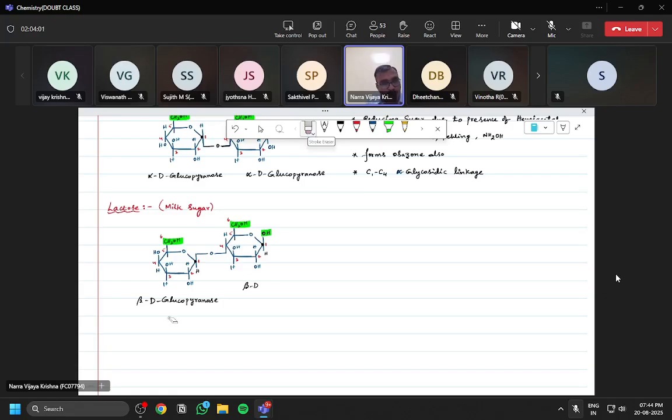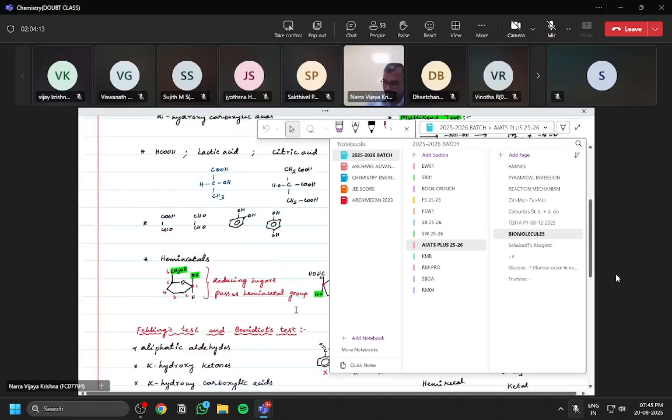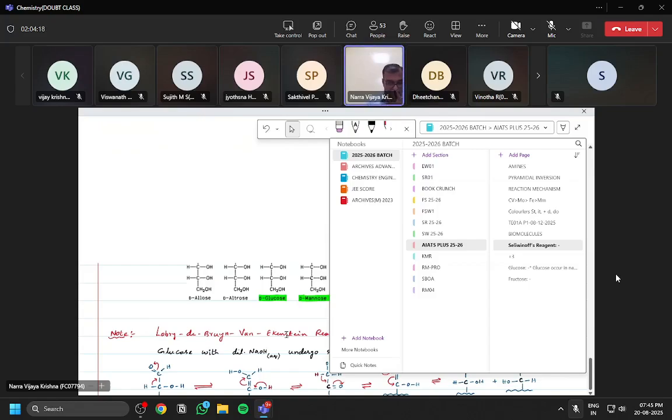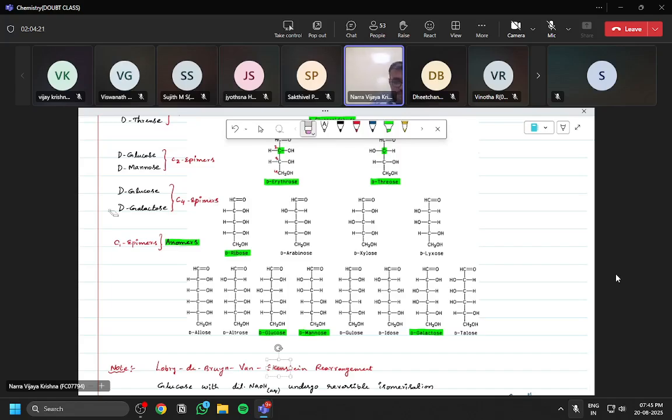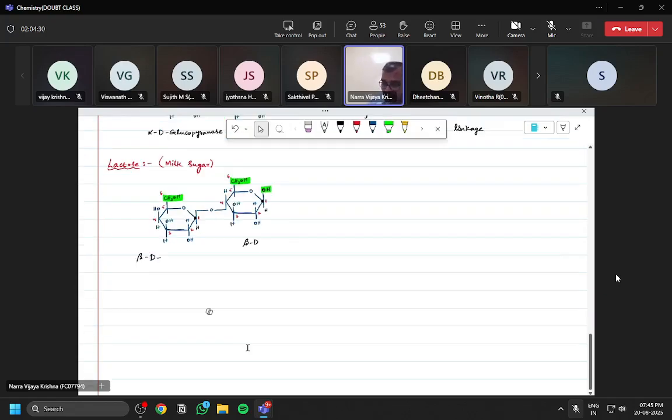What is the C4 epimer of glucose? Observe, sir. Galactose. So as I am changing the configuration at the fourth carbon, I now call it galactopyranose. Any questions? This is glucopyranose only.